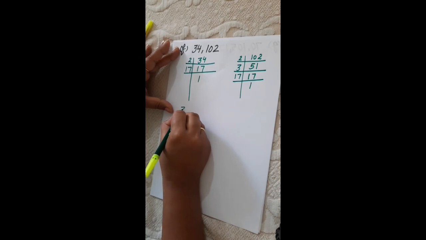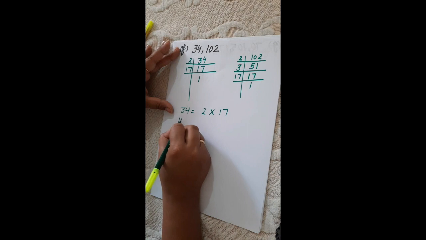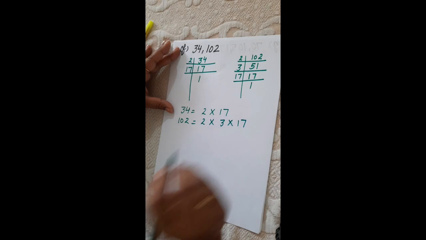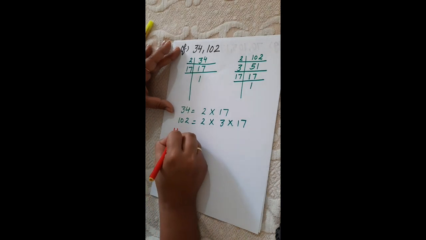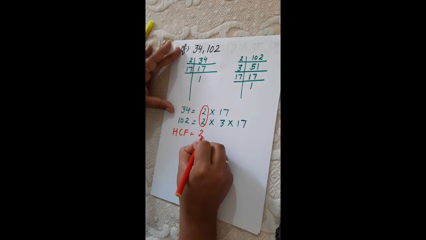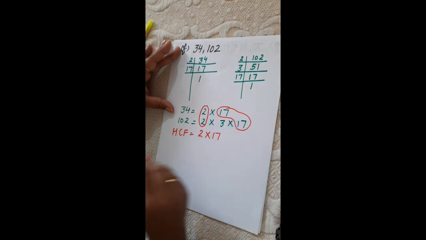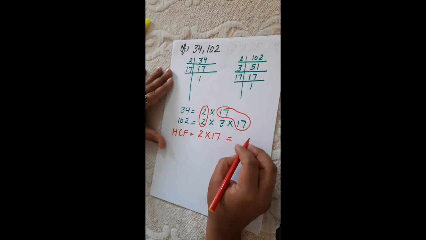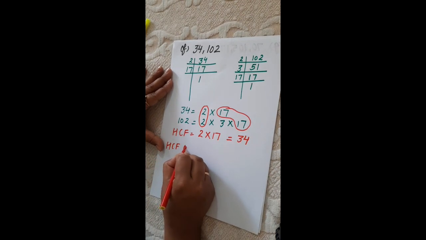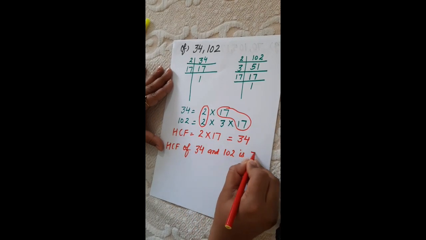So here we have the prime factors of 34, that is 2 into 17. Then we have the prime factorization of 102, 2 into 3 into 17. For HCF, for highest common factor, here the first common factor is 2 and the next common prime factor is 17. So after multiplication we will get 34. So we will write highest common factor of 34 and 102 is 34.